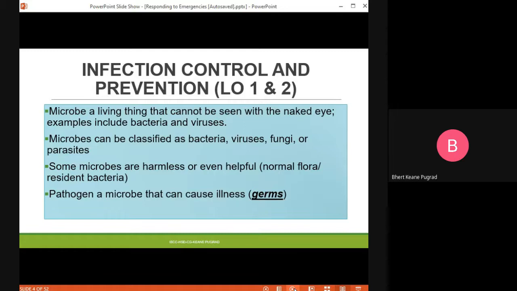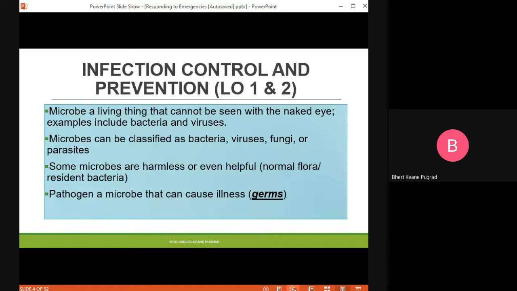So our topic for this recorded lecture, we will be focusing on objectives 1 and 2, which are infection control and the signs of potential illness. But this lecture highlights primarily one important, very timely topic, which is infection control and prevention. So take note that microbes or microorganisms are really present in our environment.